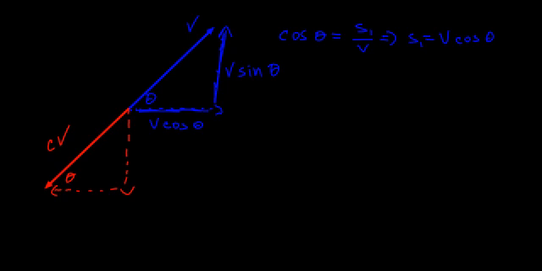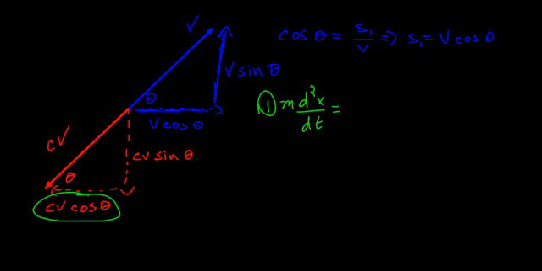In a similar way, we'll get that this side here is going to be CV cosine theta, and the force acting in the y direction is CV sine theta. So now let me go in green here and set up the differential equation. In the x direction, number 1, force is mass times acceleration, m d squared x over dt squared equals, and the only force acting in the x direction is this force acting against it there. That's going to be a negative CV cosine theta.